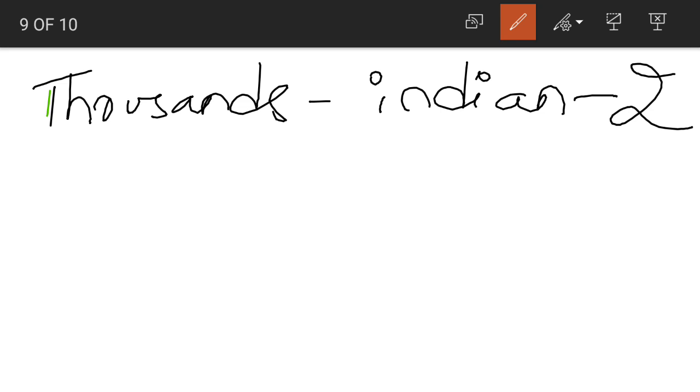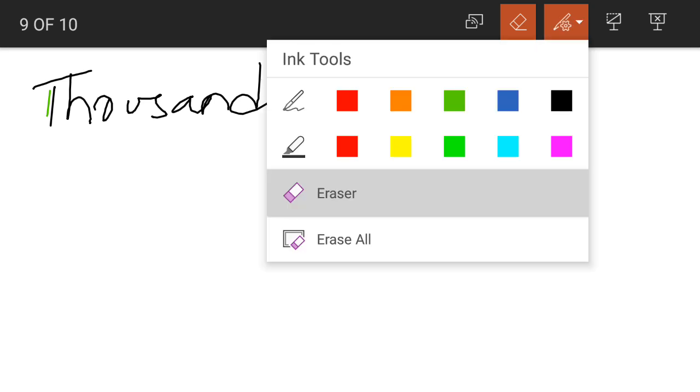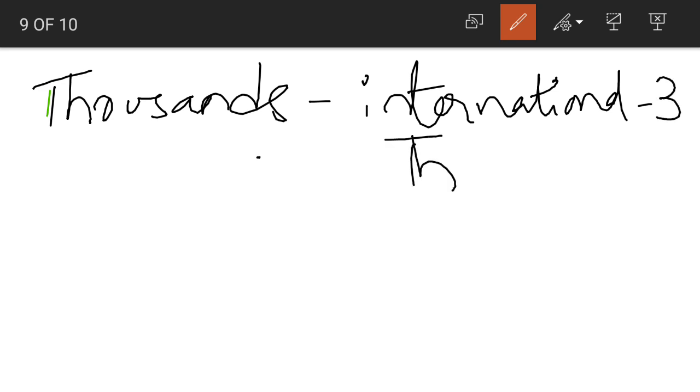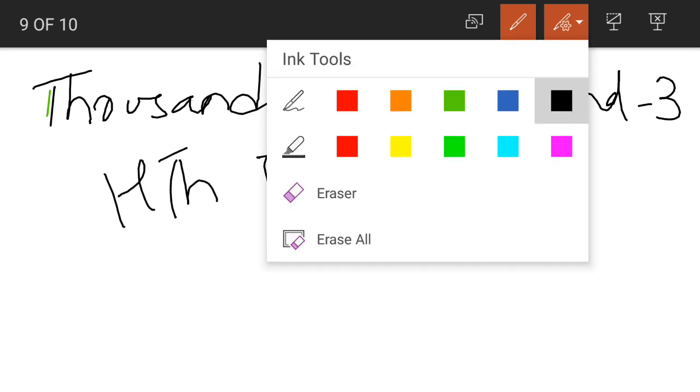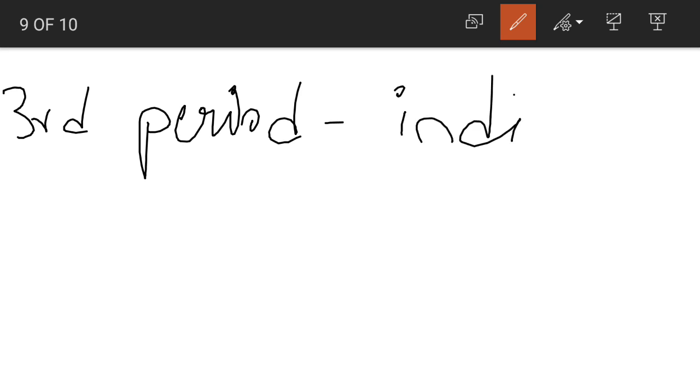Again, the second question is, how many places do we have in the thousands period in the international system? 3. What are they? Thousands, 10,000s and 100,000s. Yes. What is the third period in the Indian system? What is it, children? It is lakhs. Yes, it is lakhs.